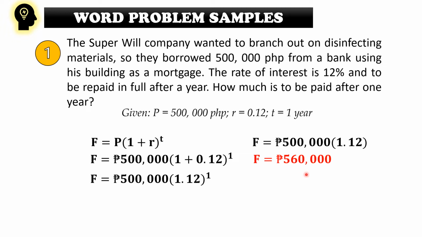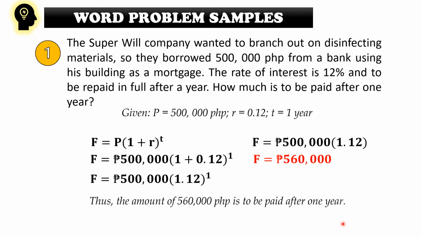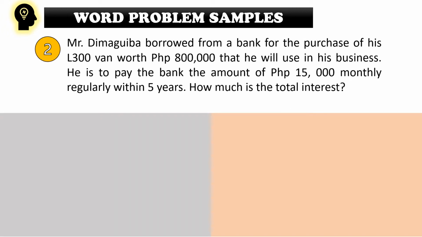So this is now the amount to be paid after 1 year. So that is the conclusion. Thus, the amount of 560,000 pesos is to be paid after 1 year. And with that, we already answered the problem. Okay, let's proceed. Now we proceed to word problem number 2.